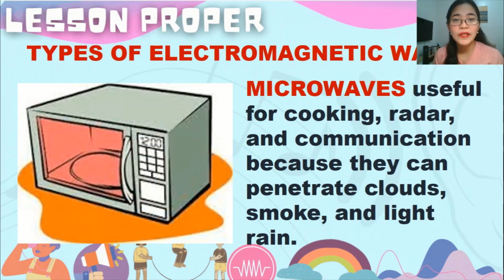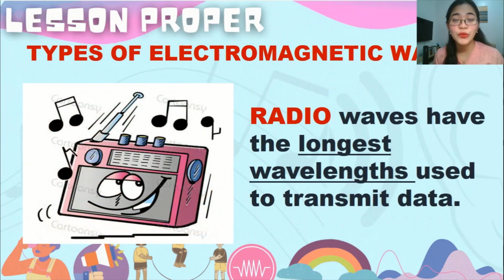Okay, how about this? Microwaves. It is useful for cooking if you have one at home, for radar and communication because they can penetrate clouds, smoke, and light and rain. Radio waves have the longest wavelengths and are used to transmit data.